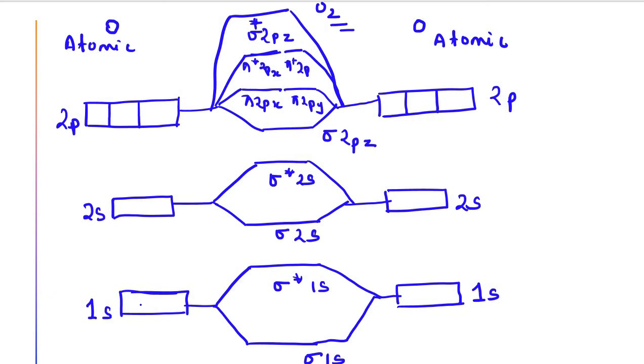So we have written the configuration, 1s2, 2s2 and 2p4. We have to fill it according to Hund's rule. Now similarly for the other oxygen atom, 1s2, 2s2 and 2p4. So here there will be two orbitals: one is the bonding orbital and the next one is the anti-bonding orbital.